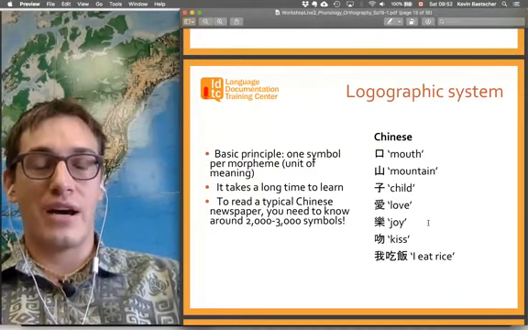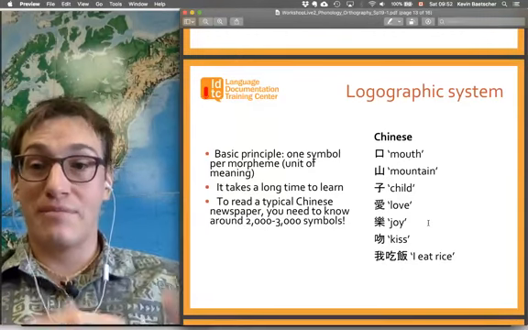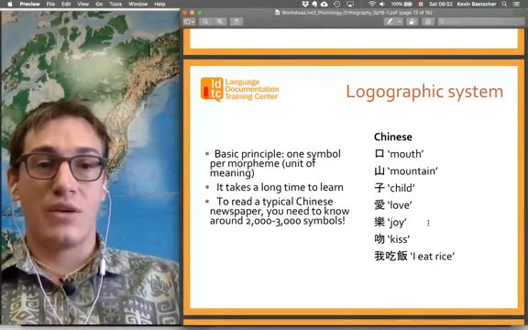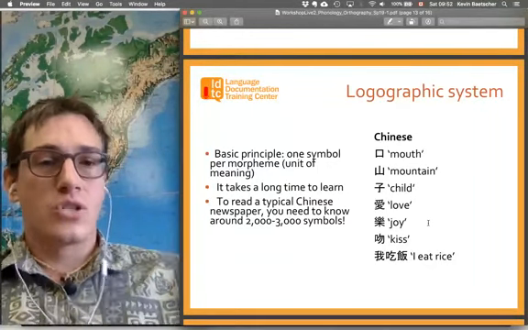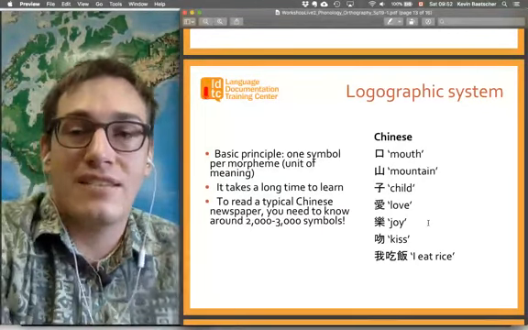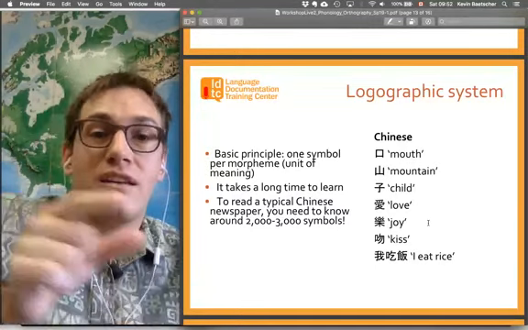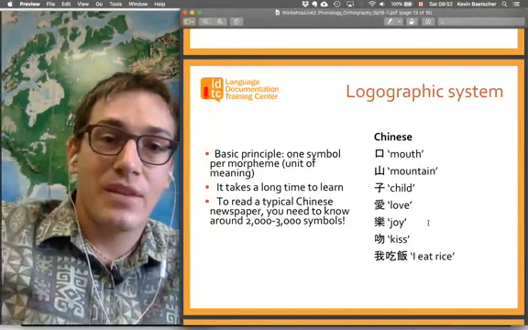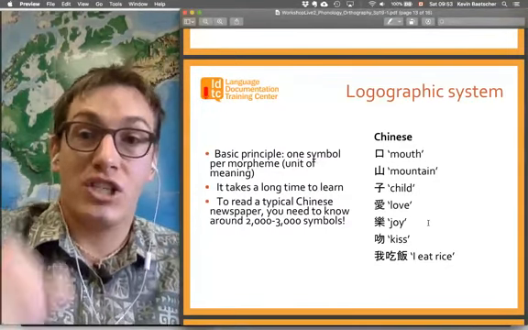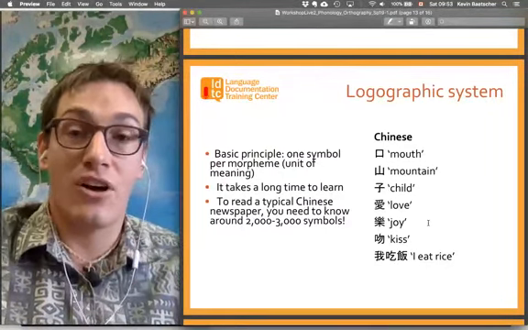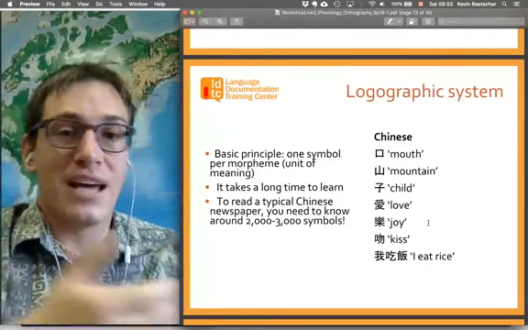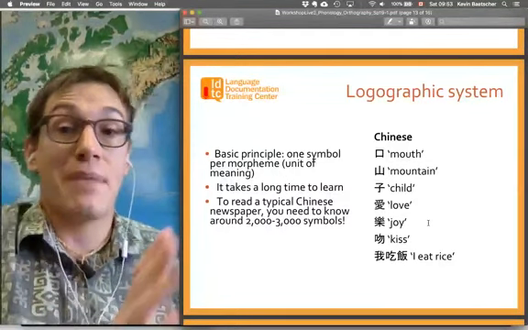So for example, the character for love, I can pronounce them in Mandarin. The word for love is ai, the word for joy is le, and the word for kiss is wen, right? But importantly, these characters don't represent the sound. You can have those same characters in a different variety of Chinese, for example Cantonese or Hokkien, or even in Japanese, which is not related to Chinese at all. You use the same characters to represent the same meanings, but the sound may be completely different.